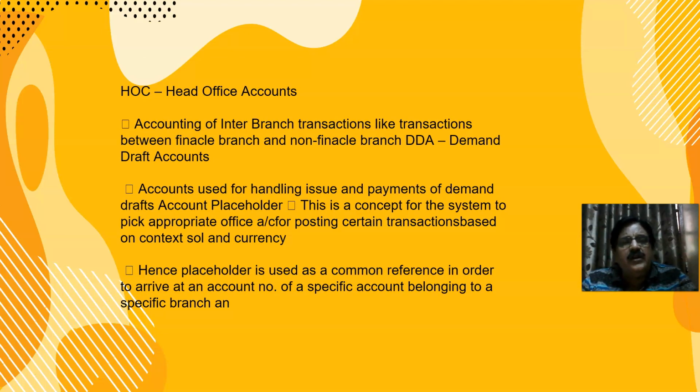Head office accounts handle accounting of interbranch transactions, like transactions between Finacle branches. Maybe an account is transferred from one branch to another, or to a non-Finacle branch. DDA, demand draft accounts, right? Accounts used for handling issue and payment of demand drafts. Placeholder accounts: sometimes we also move the money into a placeholder account. This is temporarily parked in a parking account. This is a concept for the system to pick up the appropriate office account for posting certain transactions based on context, SOL and currency. Hence, a placeholder is used as a common reference in order to arrive at the account number of a specific account belonging to a specific branch, right? The placeholder is like a parking account. Suppose the system is not able to find where to place this entry, or is looking for the account and is not able to trace it, so it gets parked into the proxy account or the placeholder account.